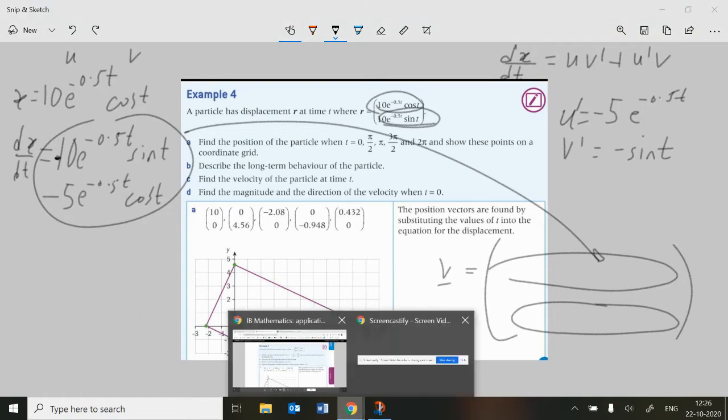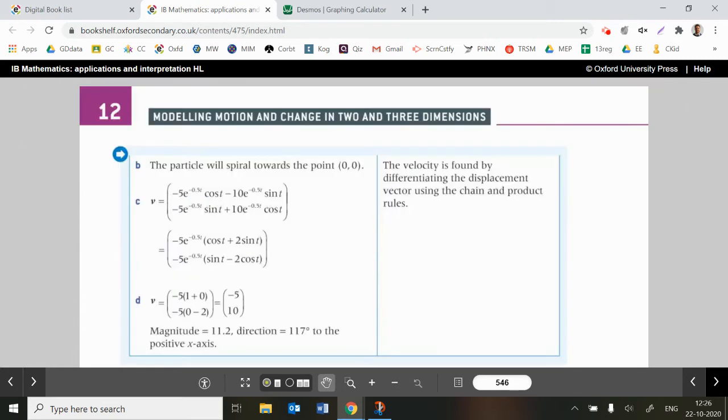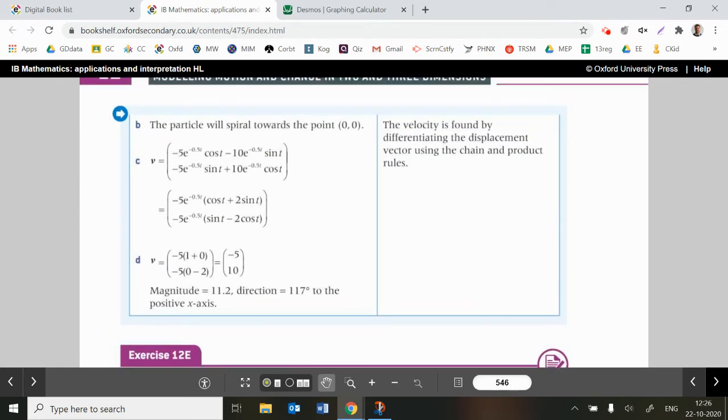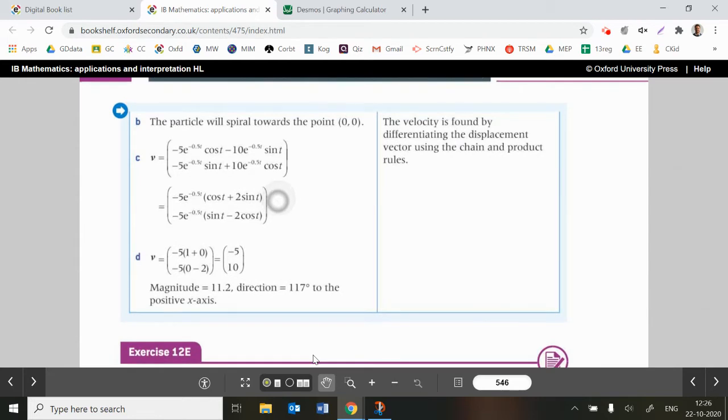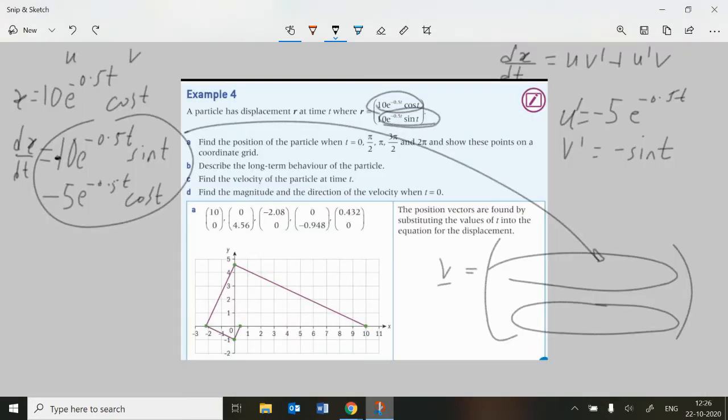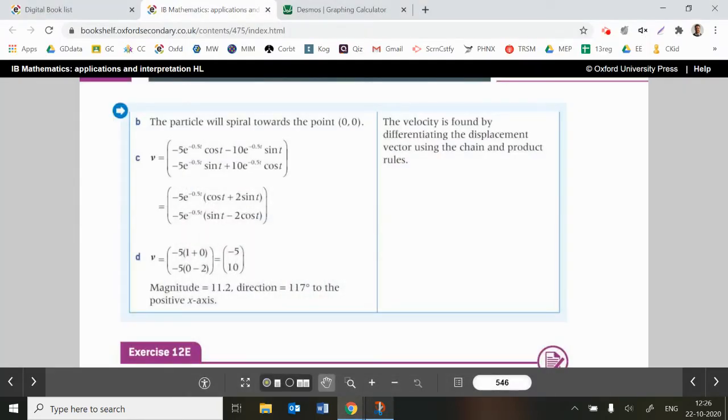Okay, let's just check that in the book. So let's see what they've done. So you can see that they've actually factorized in part C for the second line there. So they've kind of skipped a lot of algebraic working out, but then they factorized. And let's just check what I've got in that first line. So I've got minus 10 e to the minus 0.5 t sine t. And that's what they put actually in the second part here. And then they've just swapped the order.